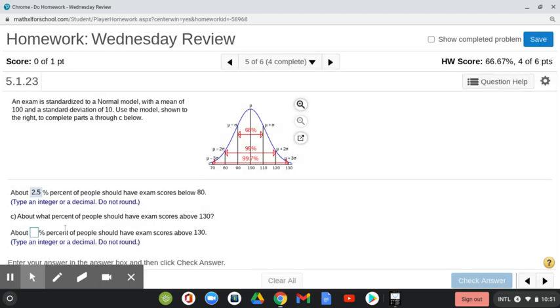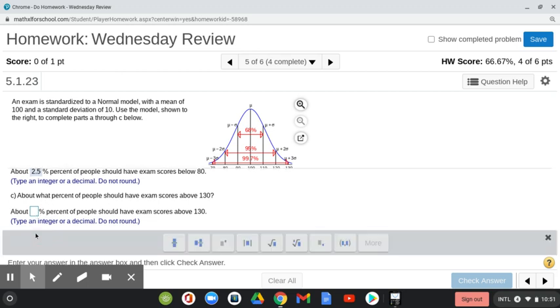And then it says, what percent of the people should have exam scores above 130? So I look at 130, and it's at the third standard deviation. So that is half of what's outside of the 99.7. So it's 0.3 in half. So that's actually 0.15%. So a very small percentage.